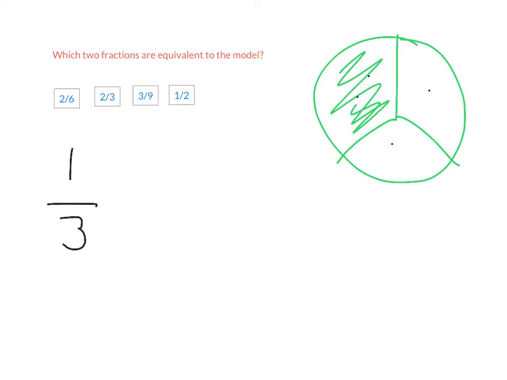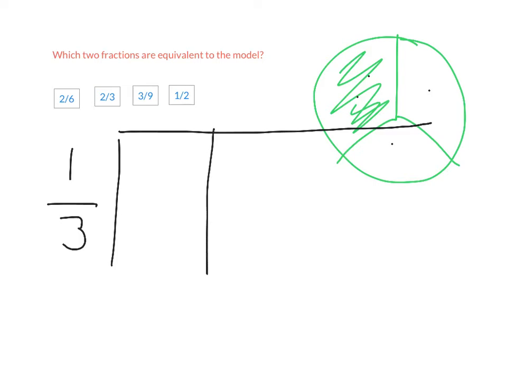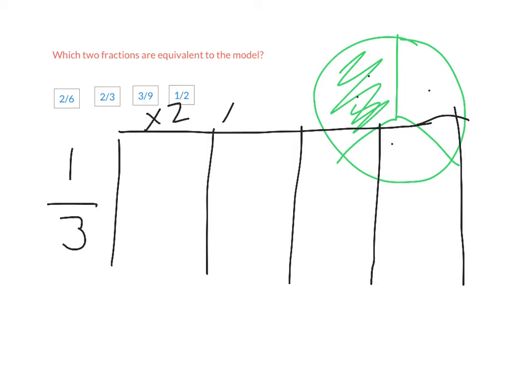Now when I'm trying to find equivalent fractions, I like to do this little box type thing. Kind of looks like a fraction or a division box, but it's a little different. I am going to put this into 5 different parts, and I am going to multiply my fraction by 2, by 3, by 4, and by 5.